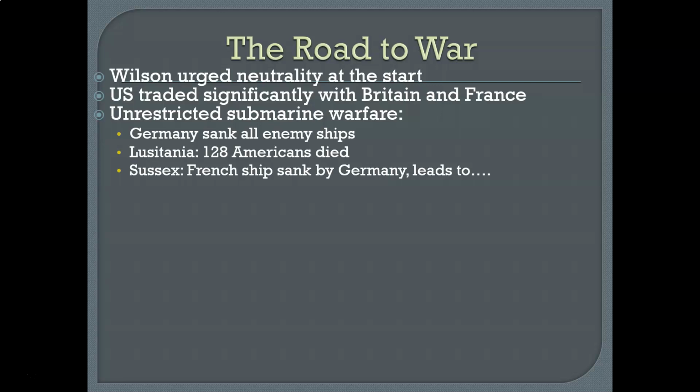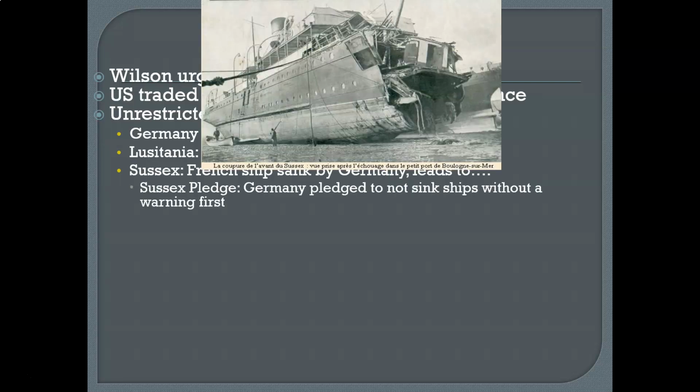Also, the Sussex, which was a French ship sunk by Germany, leads to the Sussex Pledge, where Germany pledged not to sink ships without a warning first. Okay, so eventually what happens is Germany, fearful that America is going to get involved, begins to try to backpedal and say, okay, maybe we were a little too hostile. Maybe we should try to be a little more fair, because y'all have not picked a side and you are remaining neutral.